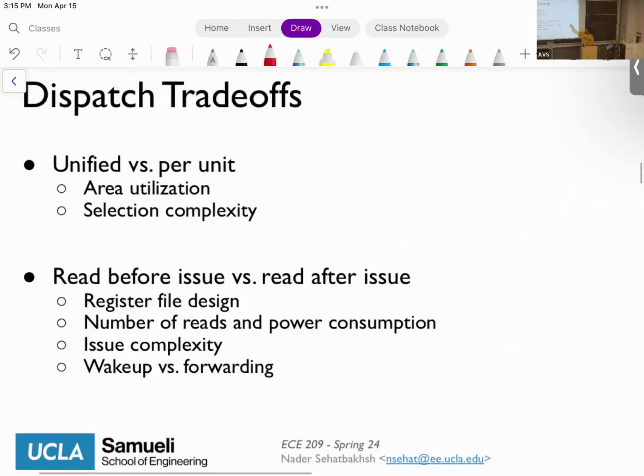So this is kind of like the summary of things that we said. The unified versus where units: the trade-offs are the area utilization and the selection complexity. The read before issue and write after issue: the trade-offs are the register file design, number of reads that we need, the complexity of the issue, and the easiness or difficulty of waking up and forwarding. So for read after issue, things are much simpler. But for read before issue, things are a little bit more complicated. Okay.